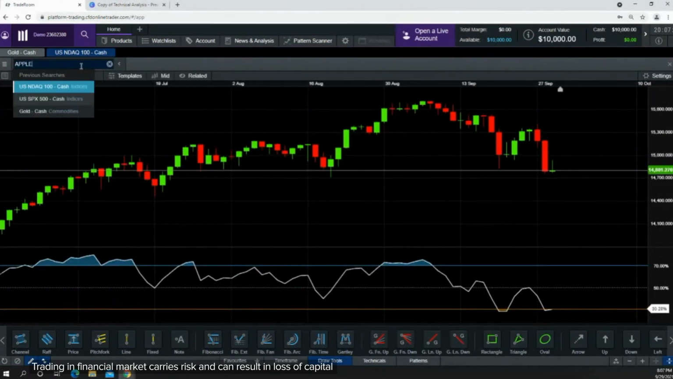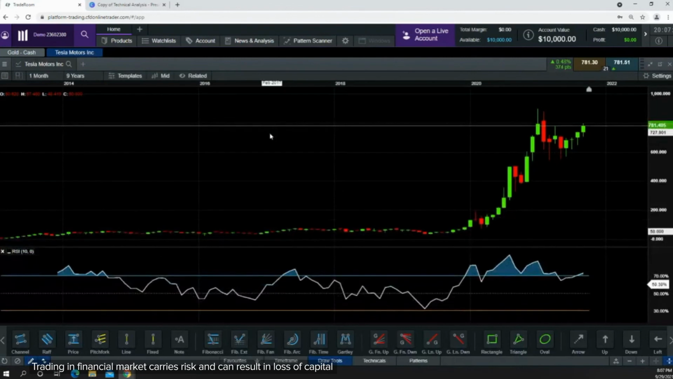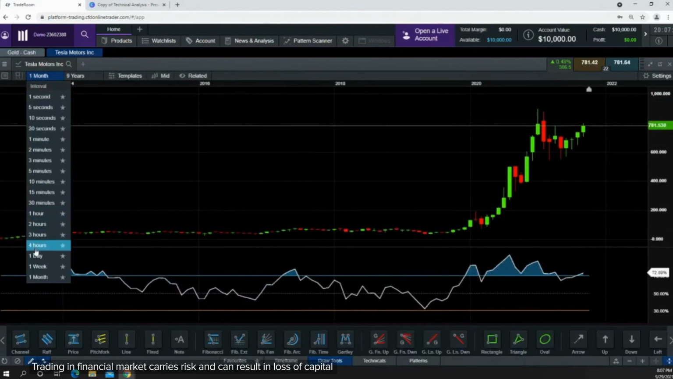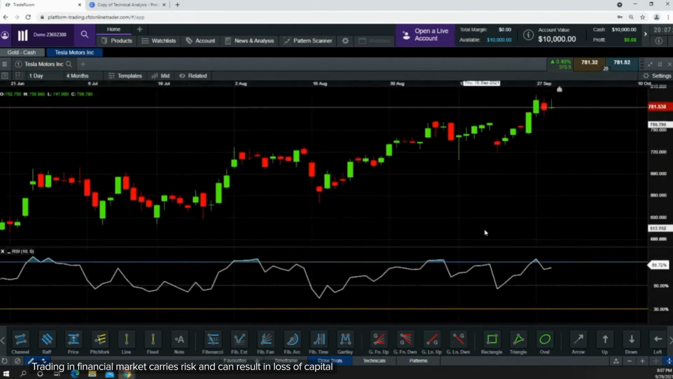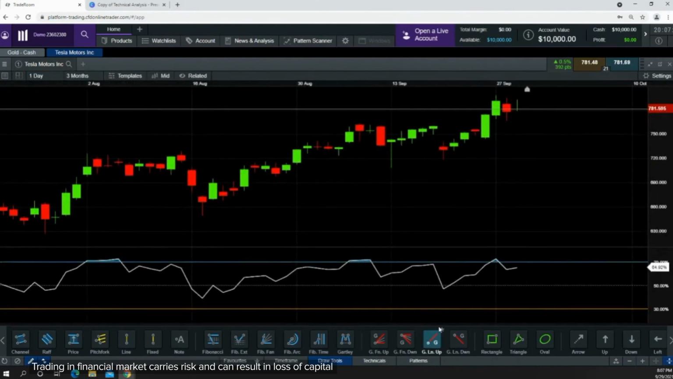If you prefer stocks, you can look at good volatile stocks like Tesla. Tesla is not recommended because it moves a lot in a single day, but for practice, it's good. So you can see Tesla here. Tesla has gone to overbought. Yeah, over here.